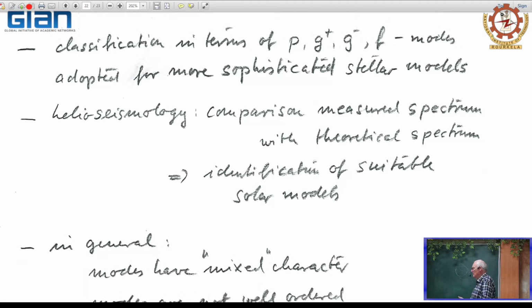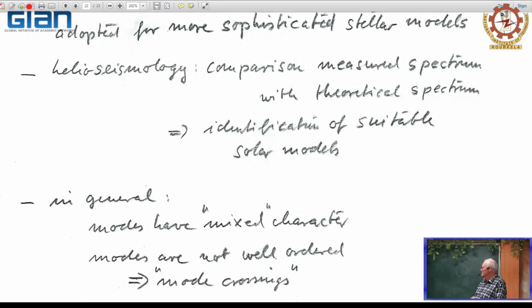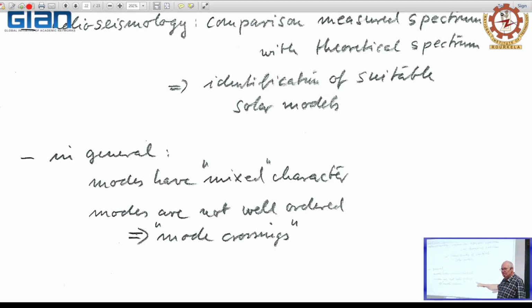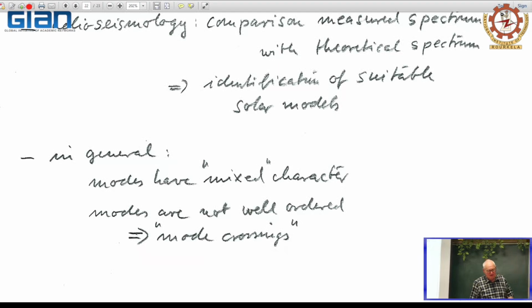Well, we are now in the situation to compare calculated frequencies with measured frequencies, and thus we are able to identify suitable solar or stellar models. Well, in general, modes have mixed character. We have already commented on that, and modes are not well ordered, and we have indications that modes cross each other during the evolution or as the function of the harmonic degree. So keep this in mind. We will come to these mode crossings and what happens at a mode crossing later on.